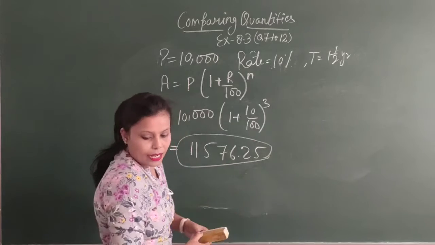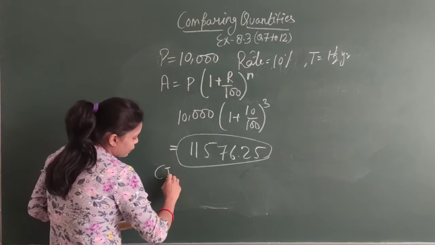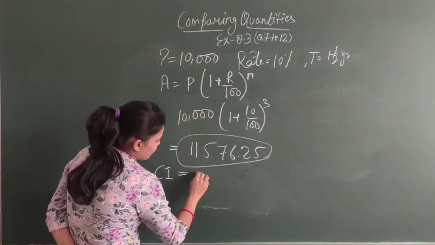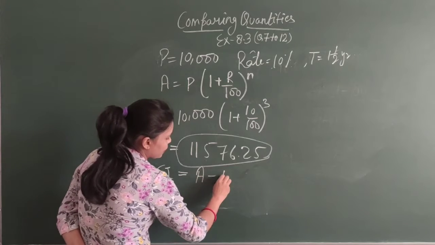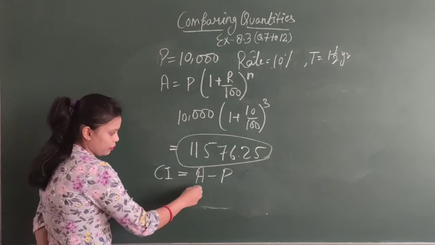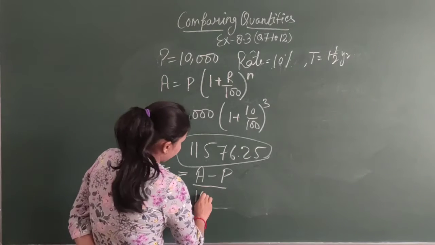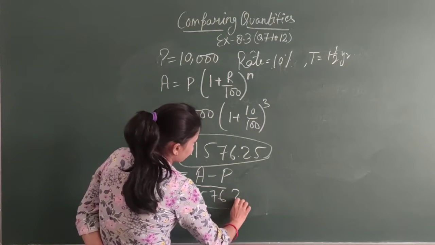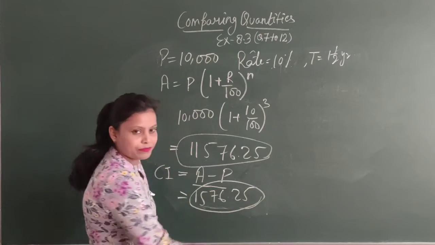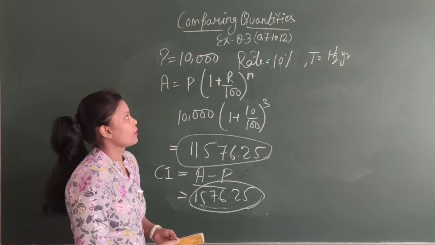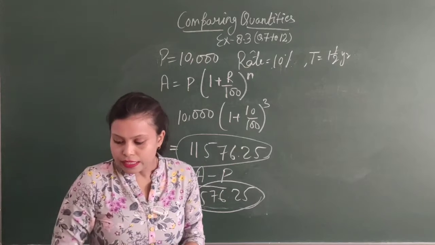Okay, and we have to calculate the compound interest. So what we will do, we will subtract the principal from the amount, right? So that will come 1576.25. Okay, let's do question number 9.